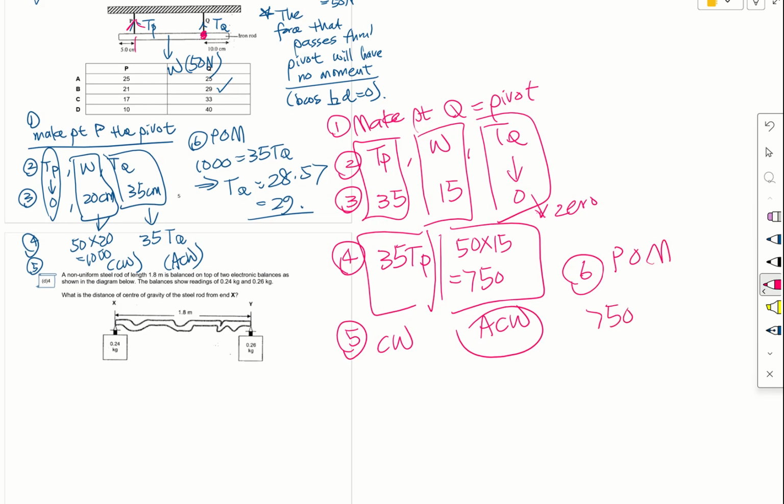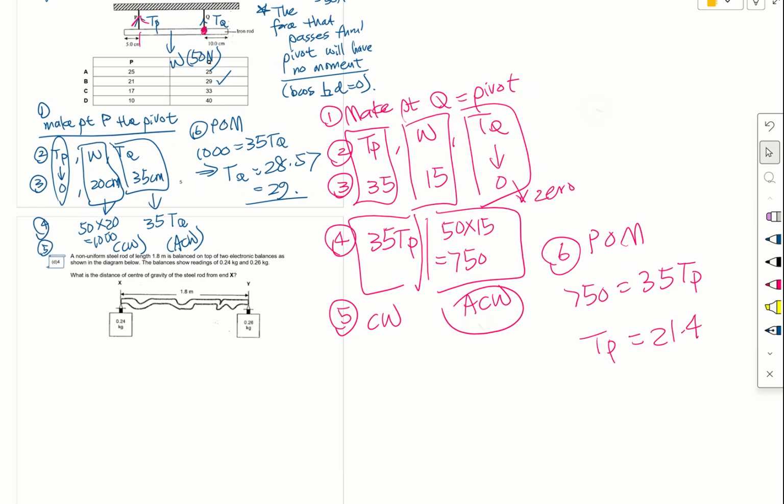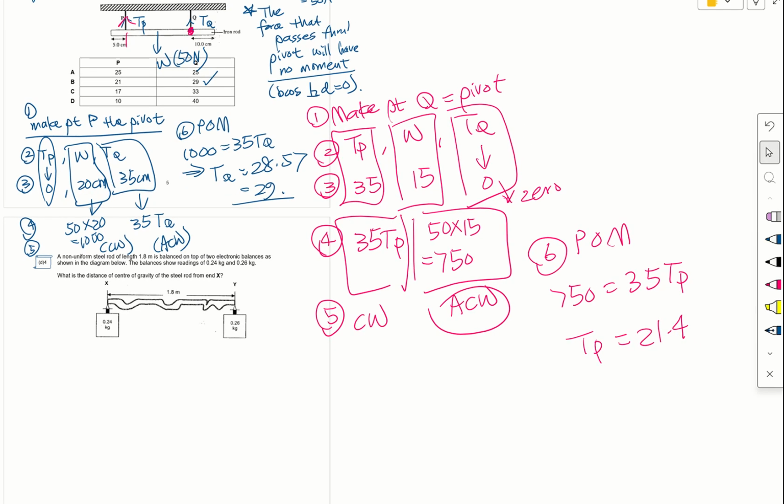So part 6, we can actually use the principle of moments. So 750 equals 35 TP, and then TP will be 21.4, but since it's given as 21, that's the answer. Okay, so the answer is B.